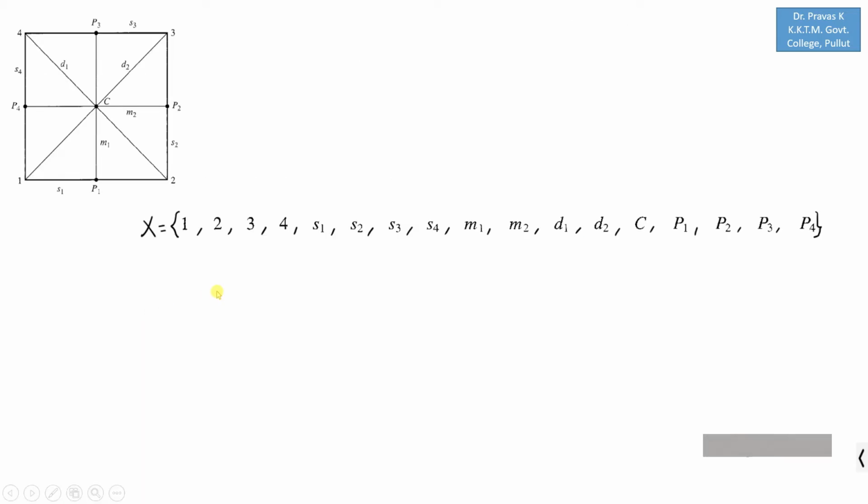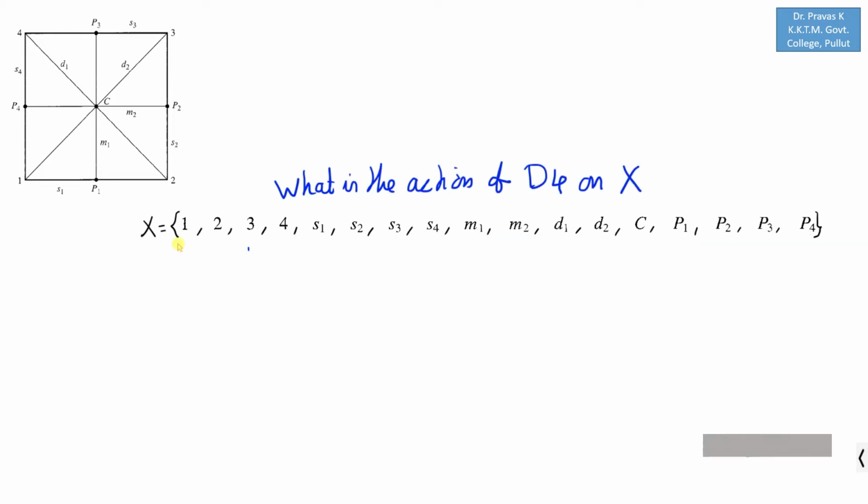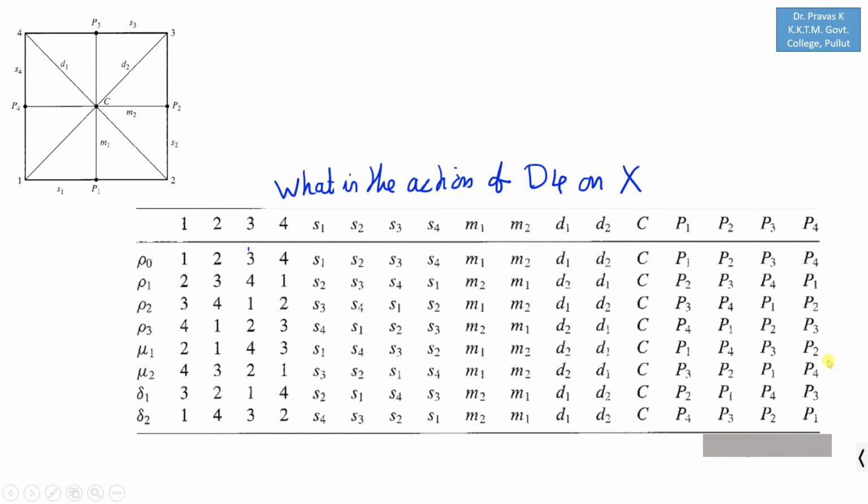Now, in the previous class, we have seen the group action on a set X consisting of the vertices, sides, axes, diagonals, center and midpoints of the sides of a square, denoted like this. Here again you can see the action of the dihedral group D4 on X, and here is the action table. Now let us calculate X_mu1.